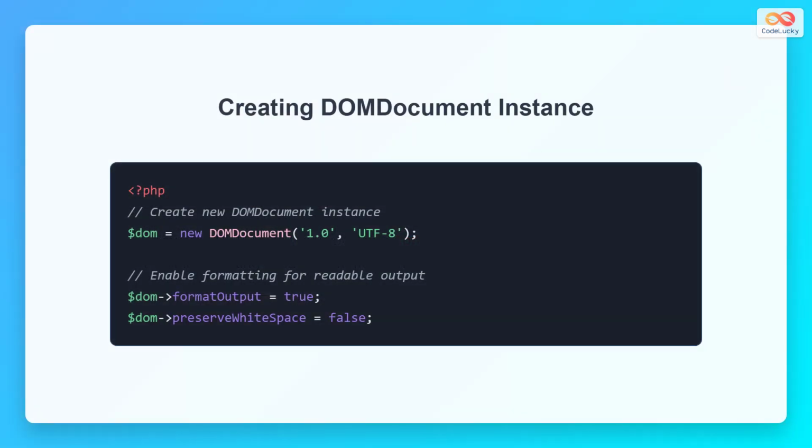To begin, you first need to create a new instance of the DOMDocument class. Here's how you can do it in PHP. First, you create a new DOMDocument instance with version 1.0 and UTF-8 encoding. Then, enable formatting for a readable output, and set preserve whitespace to false.